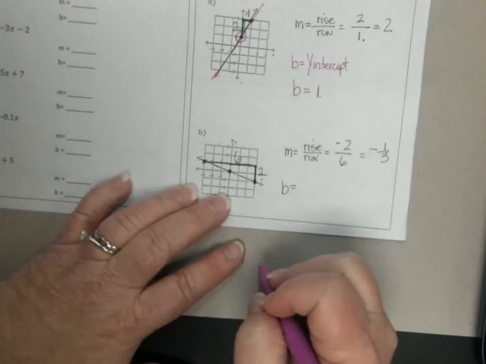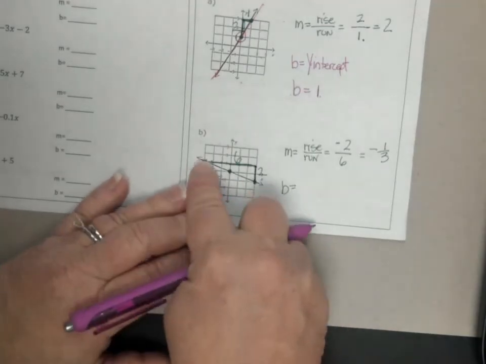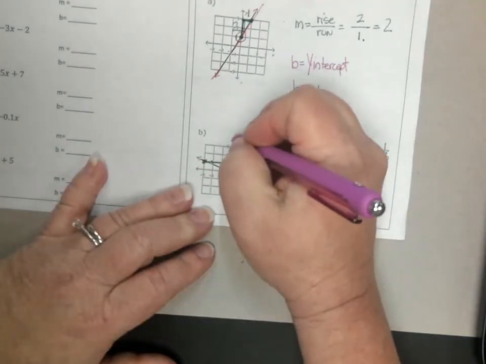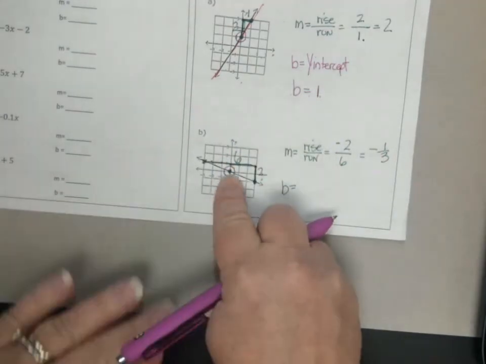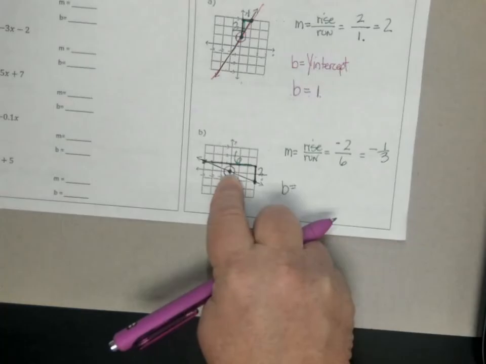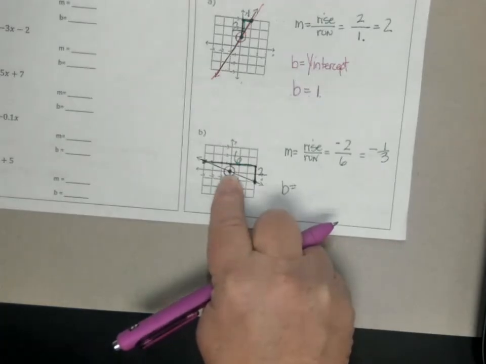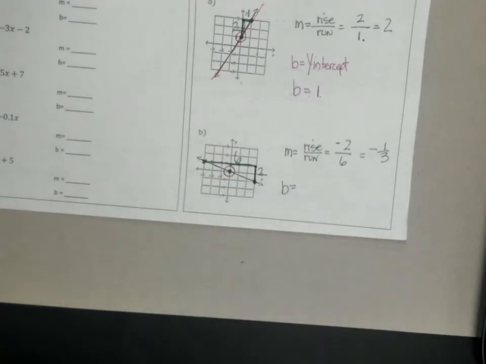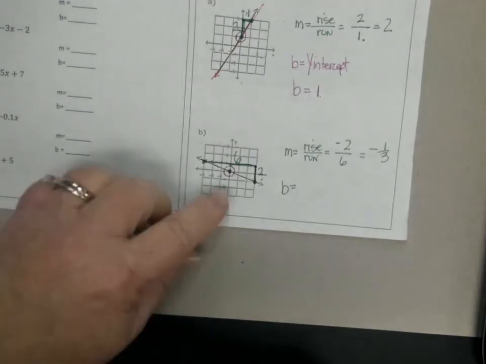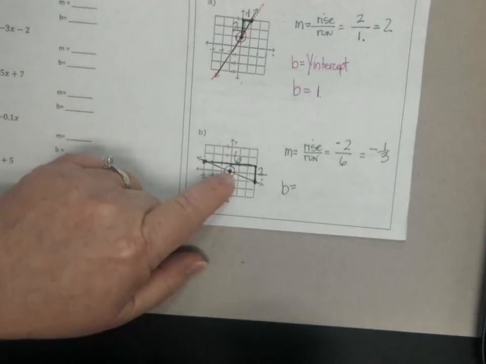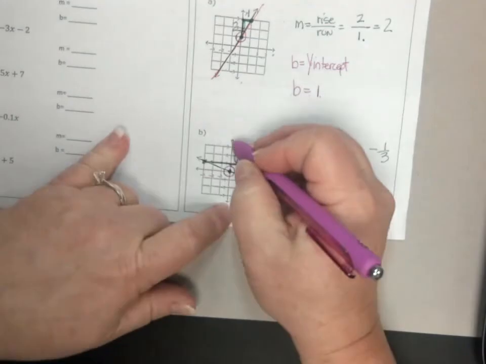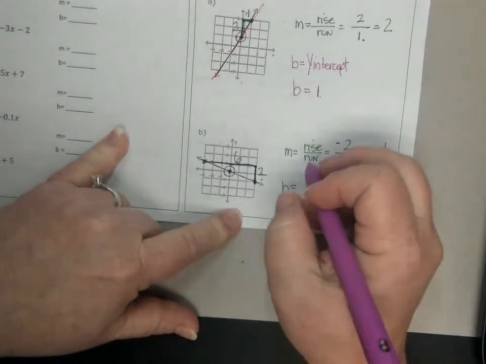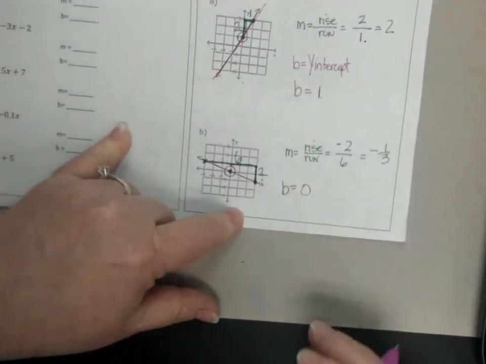I still need to find my b, which is my y-intercept. So in this case, this line right here is crossing the y-axis right here. And does everybody know what that is called? It is called the origin. Where the x and the y-axis cross, we call that the origin. And that point is 0, 0. X's value is 0, y's value is 0. Now remember, we only care about what y's value is, so b is equal to 0.